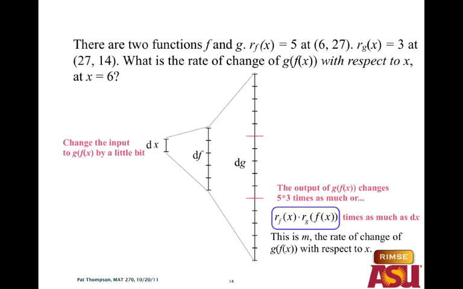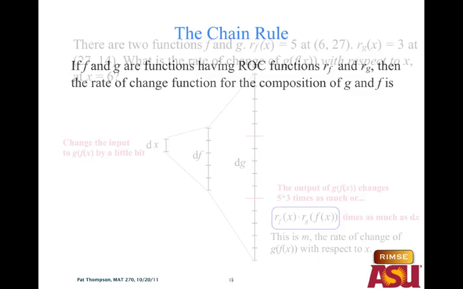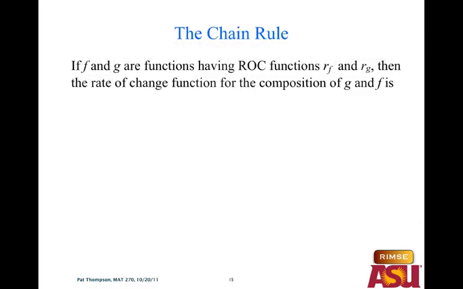And so that idea right there builds our rule for the rate of change, or the derivative, of a composite function. A little change in x gives us the rate of the interior function, times as much, and then times as much as that, the rate of the exterior function. Okay, so this is what we call the chain rule. The chain rule is the rate of change for a composite function.